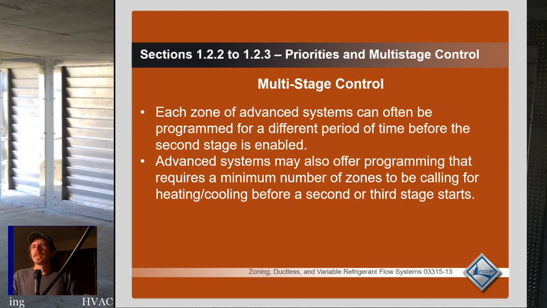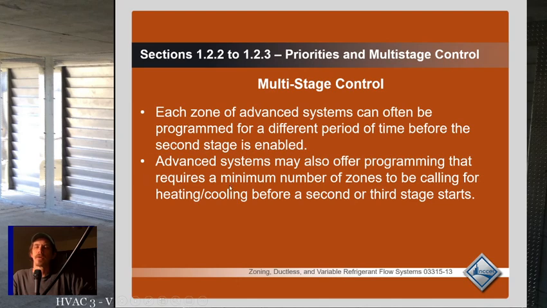Each zone of advanced systems can often be programmed for a different period of time before the second stage is enabled. Advanced systems may also offer programming that requires a minimum number of zones to be calling for heating and cooling before a second or third stage starts. And obviously that would be because the more CFM you're pushing, the more likely you are to have a higher delta T.